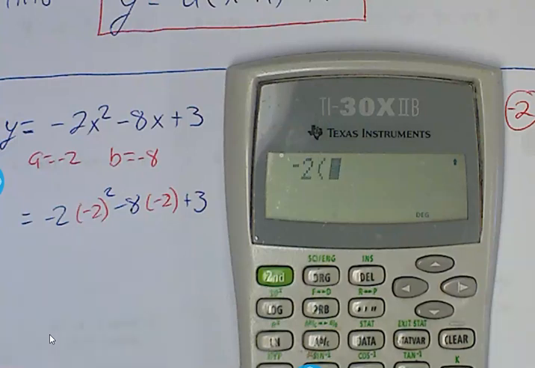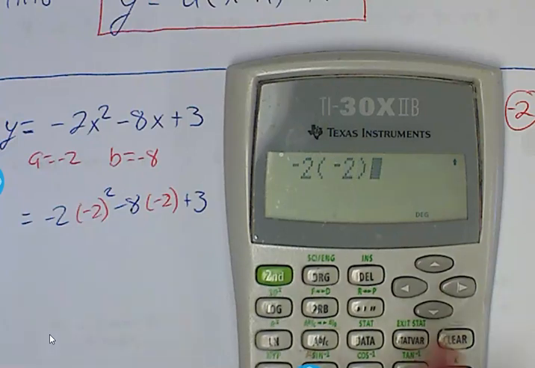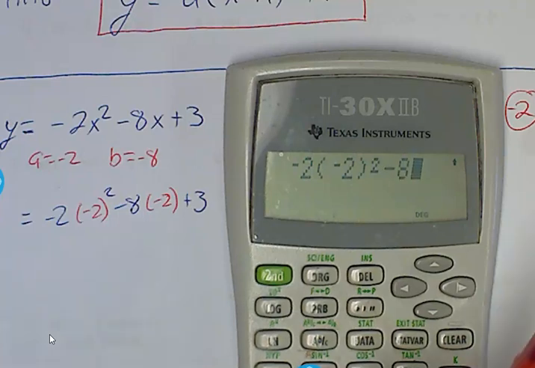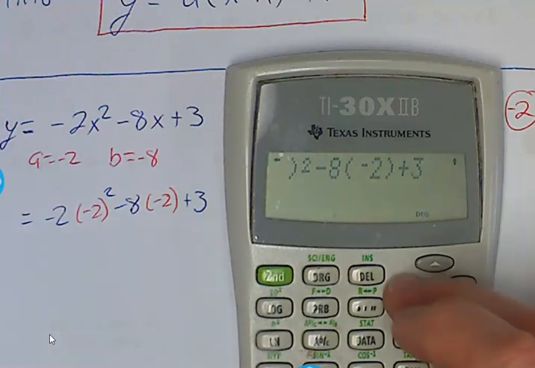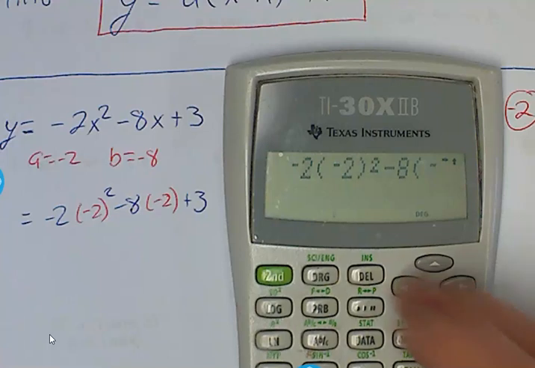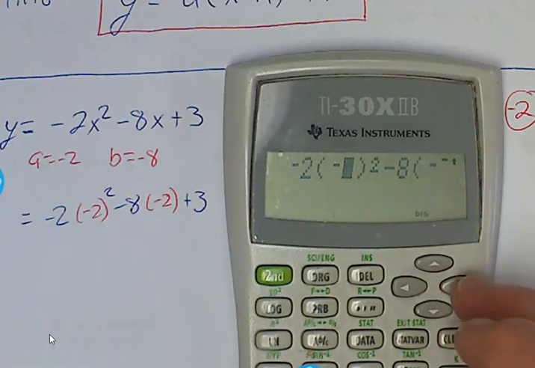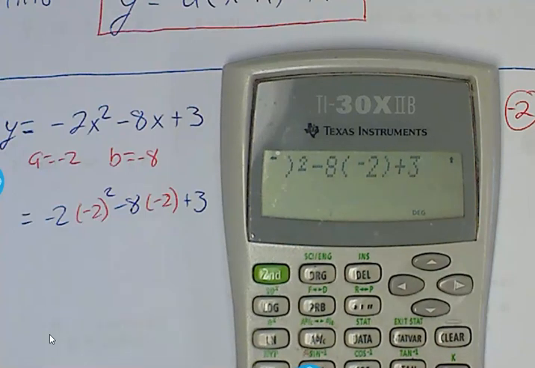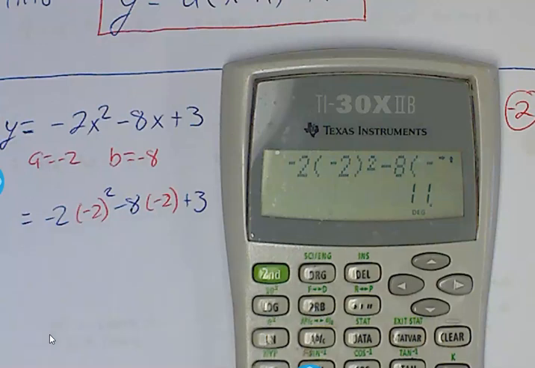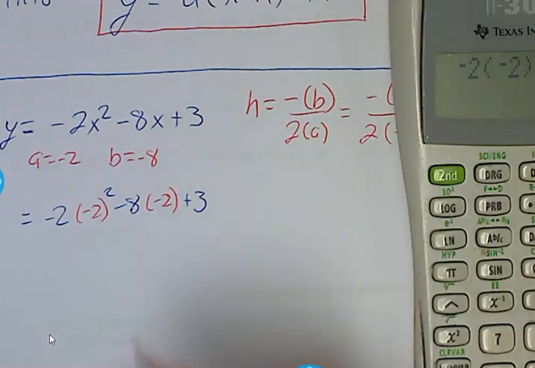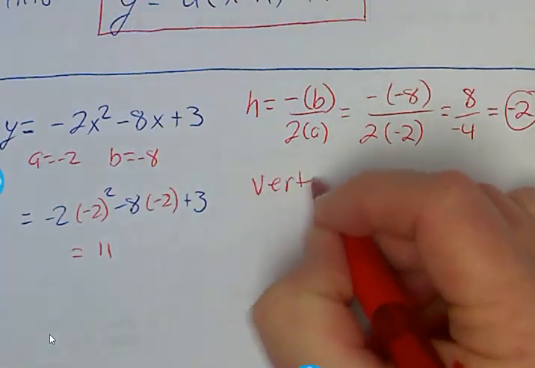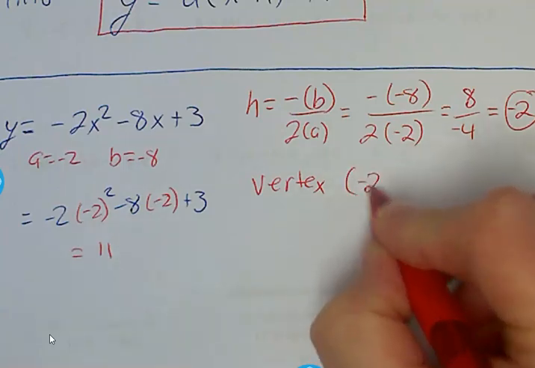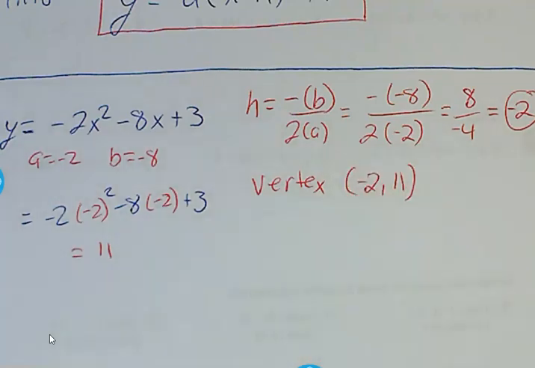Alright, so we got negative 2 with parentheses. Negative 2 squared, minus 8 times negative 2, plus 3. Again, negative 2 is in parentheses, we've got it squared, minus 8 times negative 2, and plus 3. And that's 11. Okay, so there's your vertex, negative 2, 11.